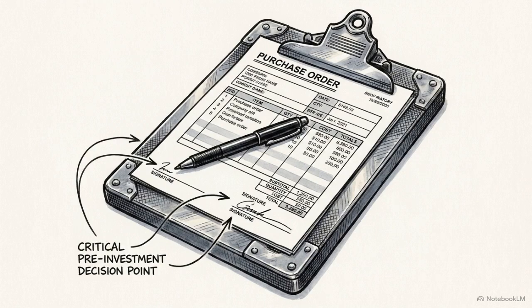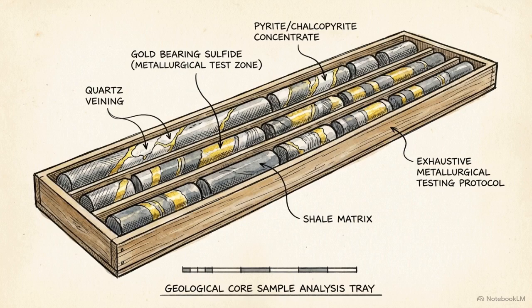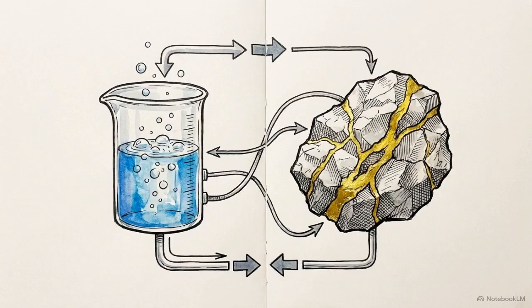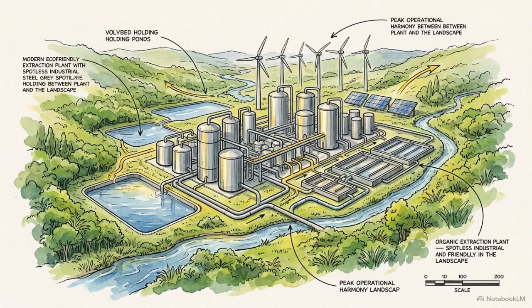Before issuing a single purchase order for mill equipment, conduct exhaustive core sampling and pilot-scale metallurgical testing. The chemistry must follow the geology. Aligning these two ensures maximum metal yield and a sustainable operating future.